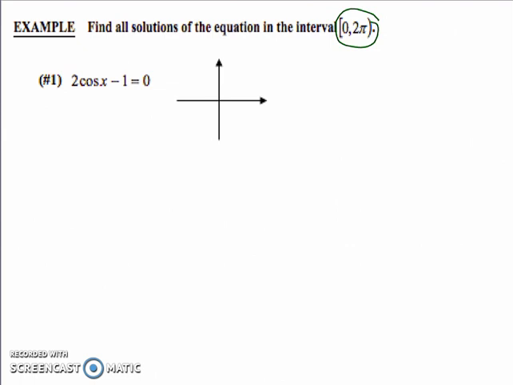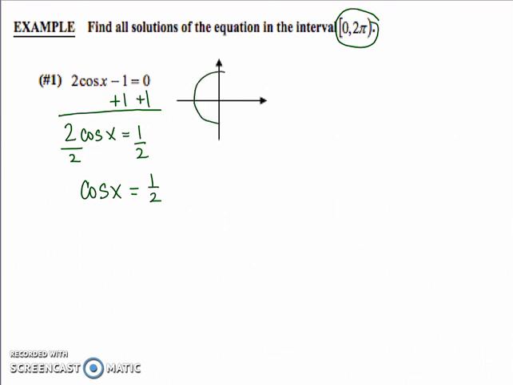But before we get to that point, first we need to solve our equation for cosine x. Just like any other algebraic equation, the first thing I'm going to do is add 1 to both sides. And then I'm going to divide by 2. So I end up with cosine x equals 1/2. Now you have to put your thinking cap on and ask yourself, where on the unit circle is my cosine value 1/2? Or where is the x value of my ordered pair 1/2? If this is my unit circle, I know that's going to occur in two locations.